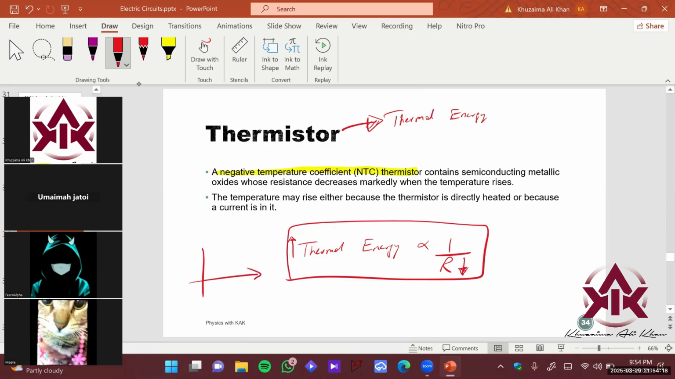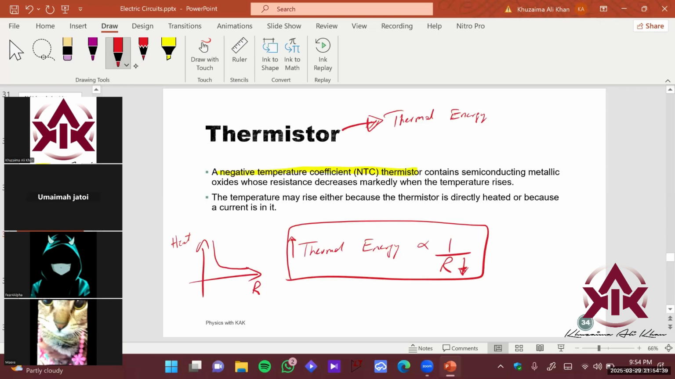To draw the graph of this relation, it is going to be as follows. This is the resistance over here, and this is the heat on the y-axis. To sketch the graph, it's going to be an inverse relation, right? That is saying that if you increase the thermal energy, the resistance is going to drop, and vice versa. This is the relation of thermal energy and thermistor.